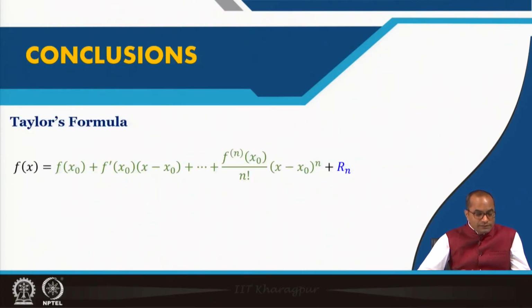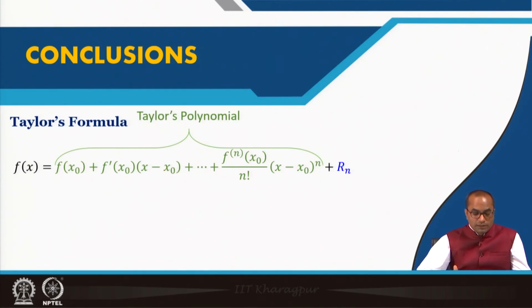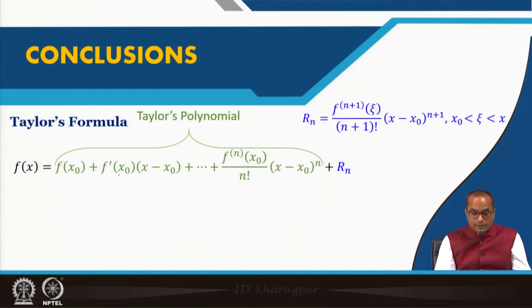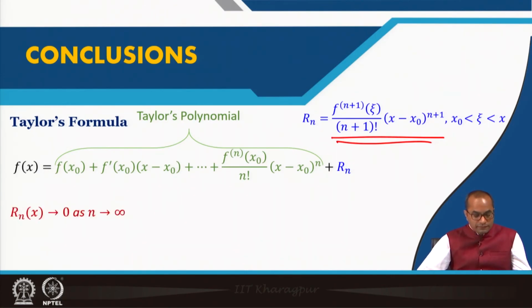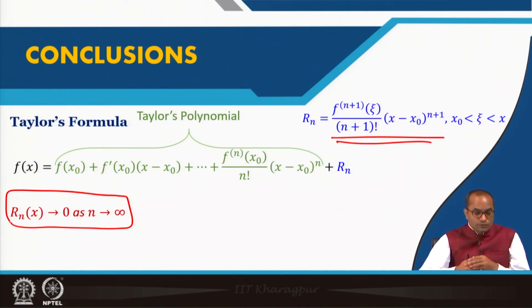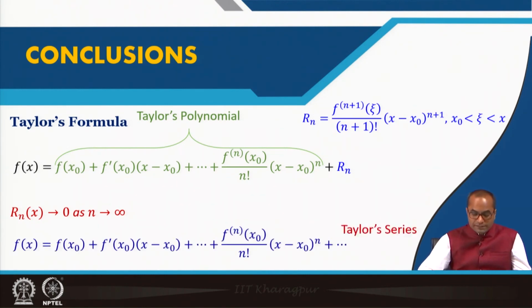Well, just to conclude, we have gone through Taylor's formula. So this was Taylor's formula with Rn. f(x) is equal to this Taylor polynomial plus the remainder term. This is called Taylor's formula, whereas these terms are called the Taylor polynomial, and the remainder was given in at least one form, which was the Lagrange form of remainder. And we have also observed that if Rn(x) goes to 0 as n goes to infinity, then this Taylor's formula can be written in the form of a series, which is called the Taylor series.